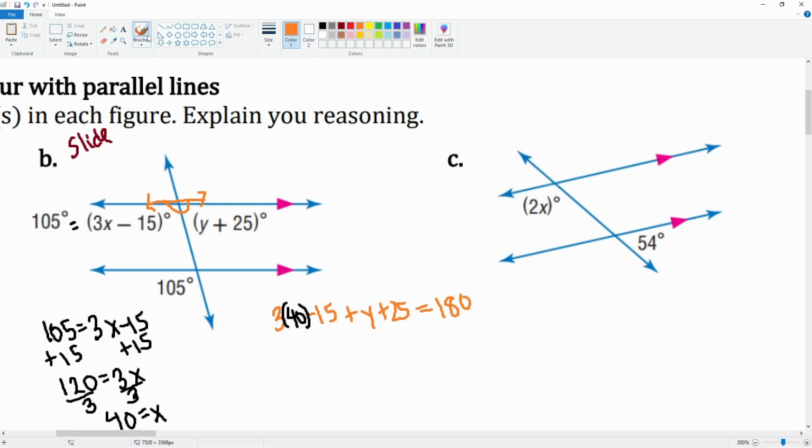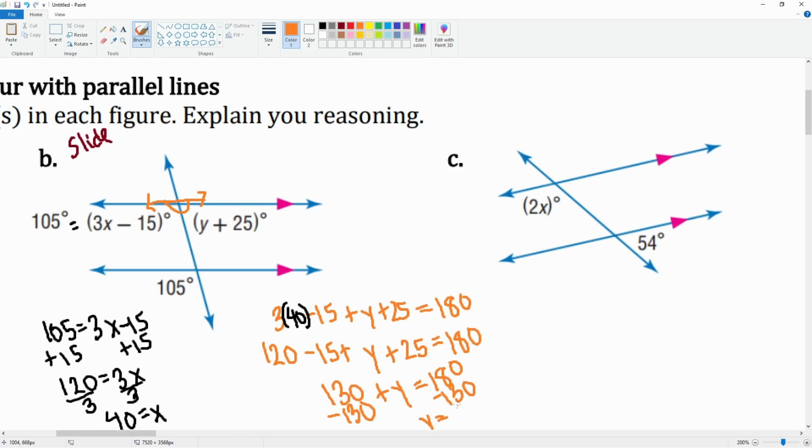Now we can just do some simplifying. 3 times 40 is 120, minus 15, plus y, plus 25, is equal to 180. Let's combine some like terms here. 120 minus 15 plus 25 gets you 130. That's combining all the constants together. Bring down the plus y equals 180. Subtract 130 from both sides, and you get y is equal to 50 degrees.